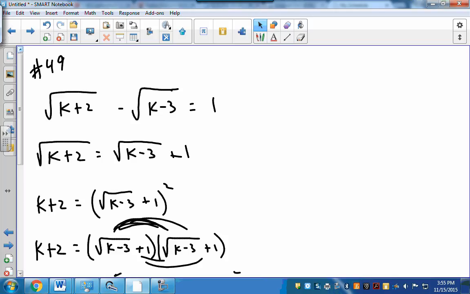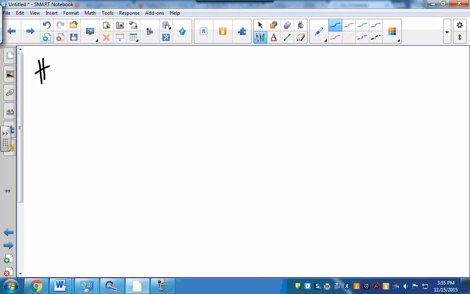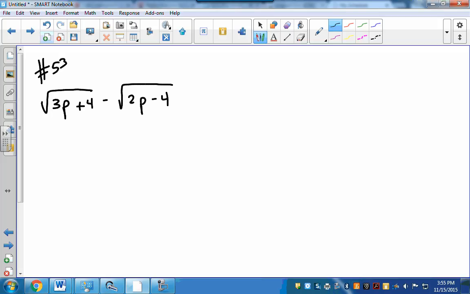Number 53. Number 53, we have the square root of 3p plus 4. And to that, we're subtracting, not adding. We're subtracting the square root of 2p minus 4. And that difference is supposed to be 2. So once again, I'll isolate the radical, square root of 3p plus 4. I'll move the other radical to the other side, make it positive, square root of 2p minus 4 plus 2.